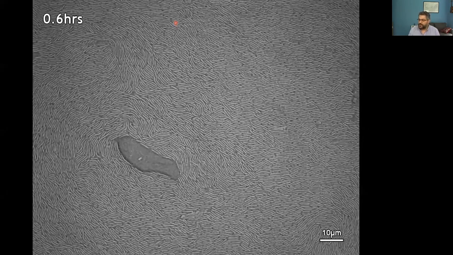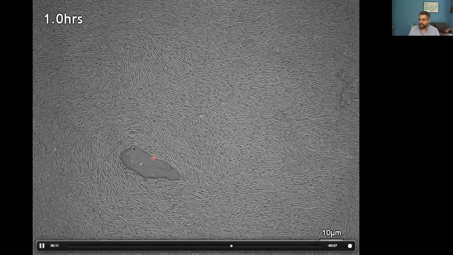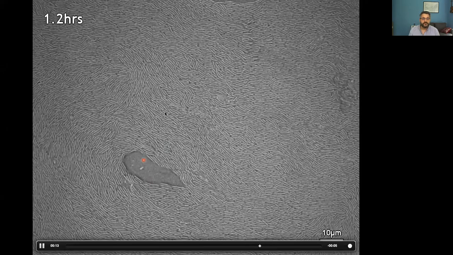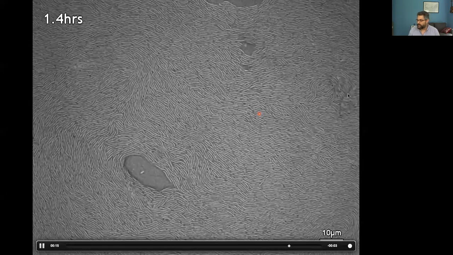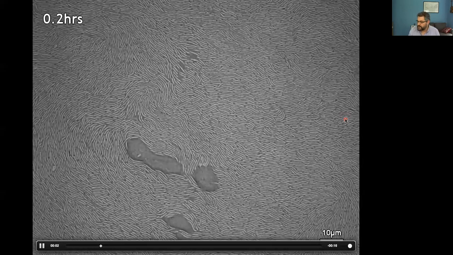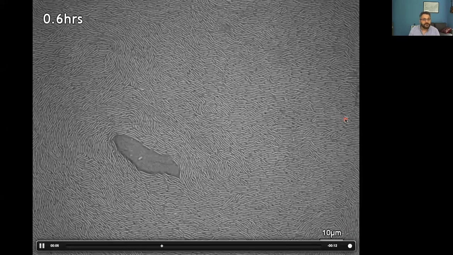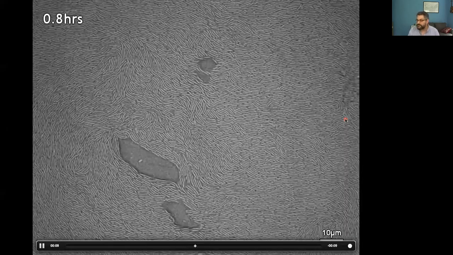Okay, so you can see all the cells are moving. They stay tightly packed, but you see some very interesting things. You see these holes in the material open up and close. And in fact, you're starting to see here second layers of cells of this liquid crystal climbing on top of each other.